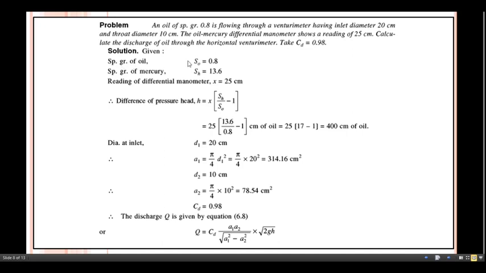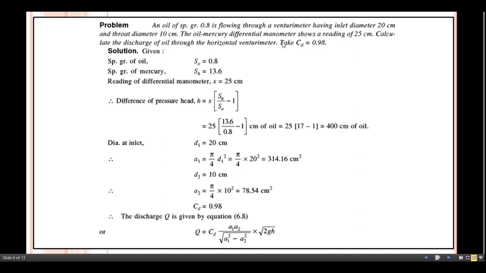So in this case the specific gravity of the oil is 0.8 and specific gravity of the mercury is 13.6. Now see the reading of differential manometer is x equals to 25 centimeter. Now see the difference of the pressure head. From this we can get the value for H. Here this one is 13.6 and here the specific gravity of oil is 0.8. So substitute here and get the value for H. So we can get 400 centimeter of oil.